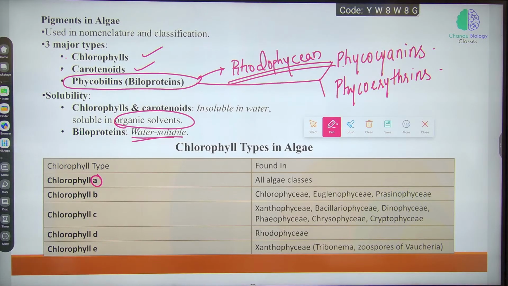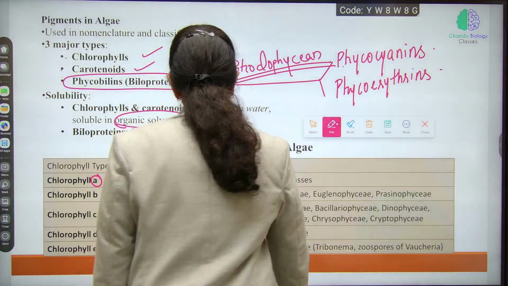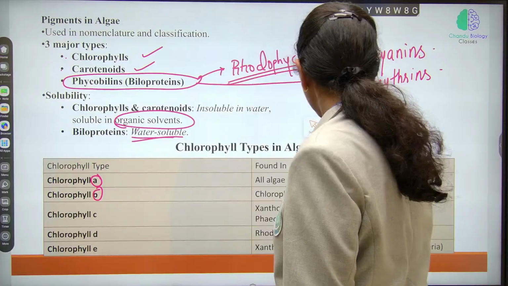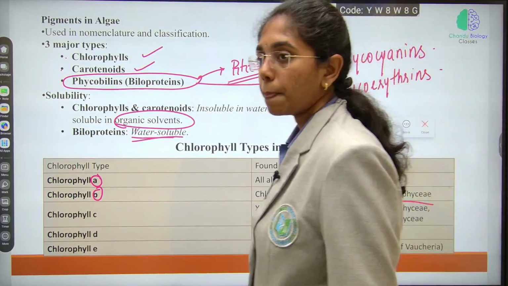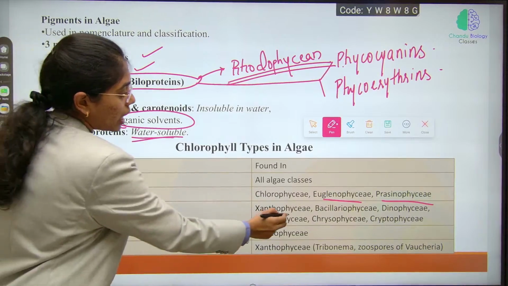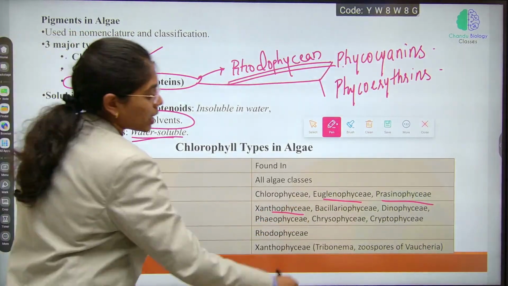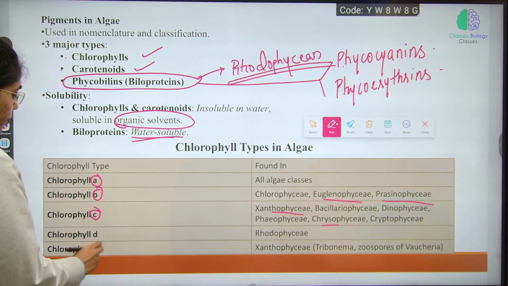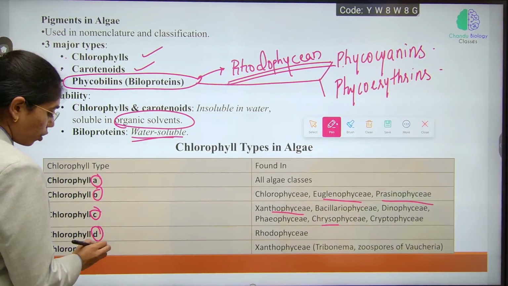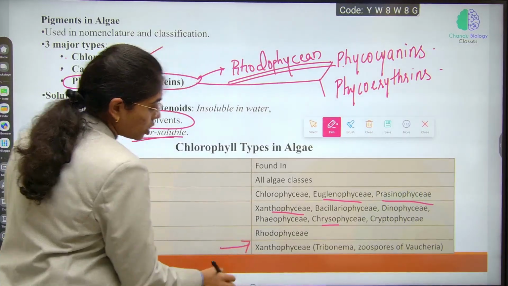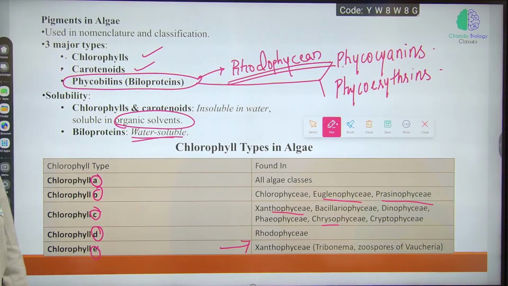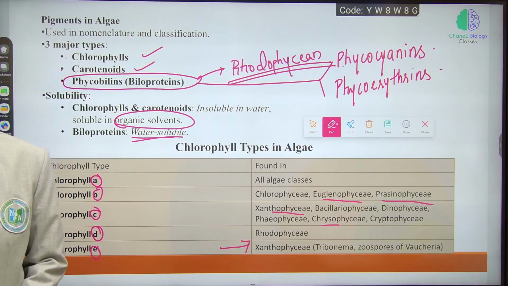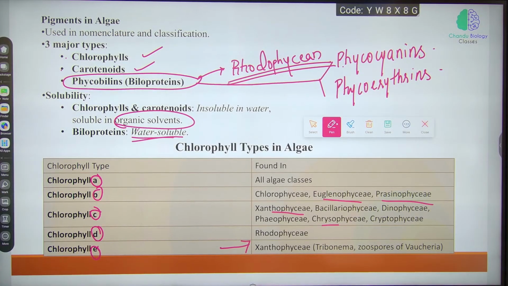Chlorophyll A is observed in all the algal species. Chlorophyll B is seen in chlorophyceae, euglenophyceae and prochlorophyceae. Okay, and chlorophyll C is observed in xanthophyceae, bacillariophyceae, phaeophyceae, chrysophyceae and cryptophyceae. Chlorophyll D is observed in rhodophyceae. Chlorophyll E is seen in xanthophycean species. Fine, right? So these are the algal classes in which different chlorophyll pigments are observed. Chlorophyll pigment types and their classes, important table again.